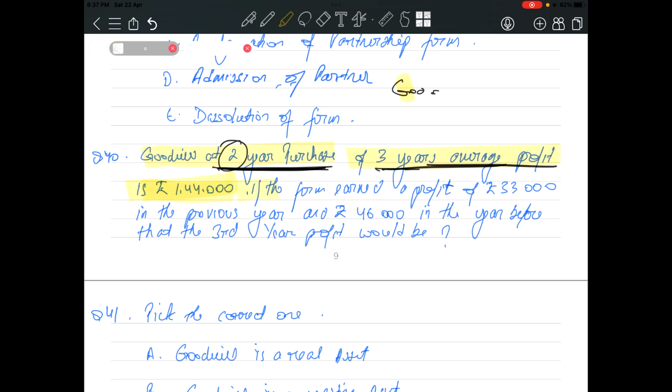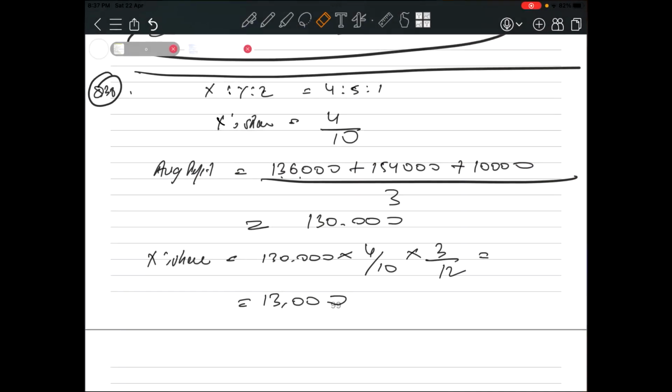If the firm earned a profit of 33,000 in the previous year and 46,000 in the year before that, what would be the third year's profit? Basically we'll have to calculate the third year's profit by simply applying the concept of average profit. This exam's pattern will be based on your concepts and formulas. So let's see how we solve this question.